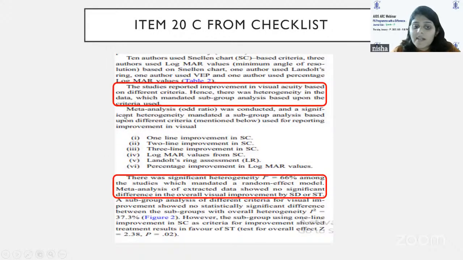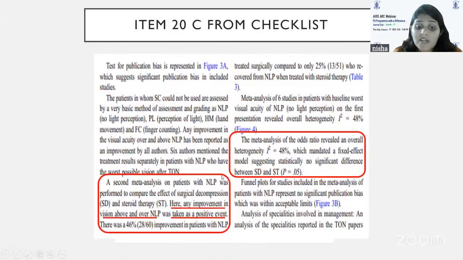So as we saw, there was a gross heterogeneity in the study because of the different criteria used by different authors to determine the improvement in the visual acuity. And that is why the subgroup analysis was done. Out of the 16 articles, 6 articles specifically mentioned patients with no light perception, and that is what is given as NLP. So a second meta-analysis was also done on the studies which included this NLP, and it was done to compare the effect of surgical decompression and steroid therapy in such patients.